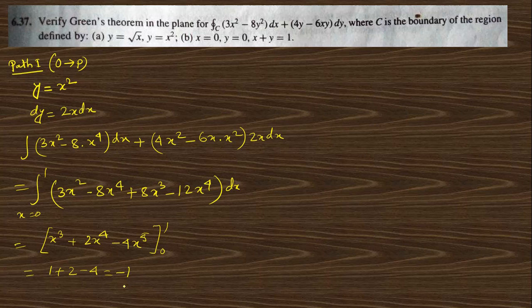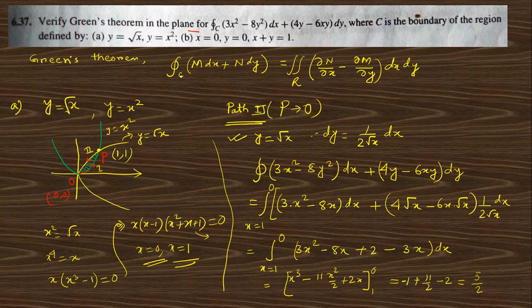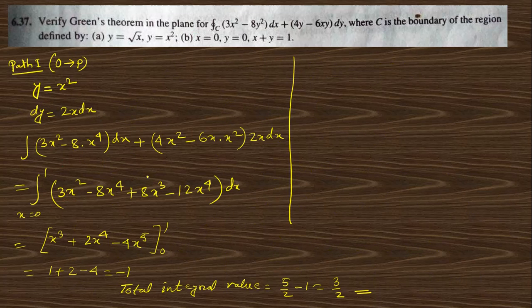So if we want to find out the total integral value, it will be 5 by 2 for path 2, and for path 1 this is minus 1, so this is 3 by 2. Right? So this is just by using the contour integral. That means by this integration, that is the left hand side. So now we need to find out the right hand side by Green's theorem.